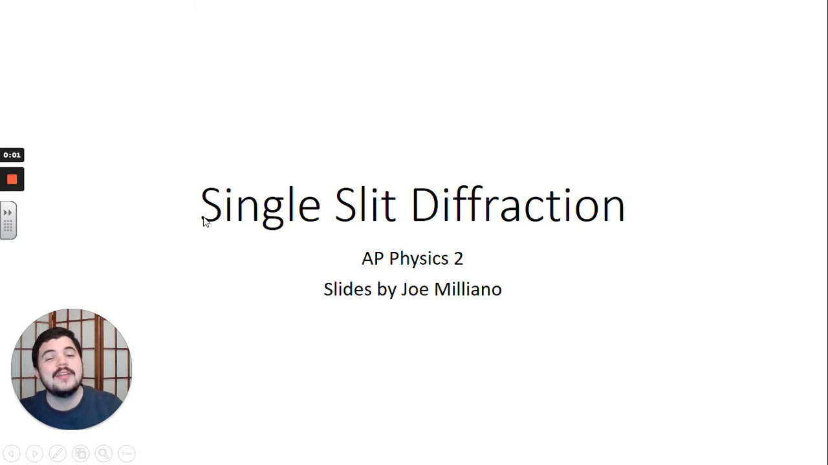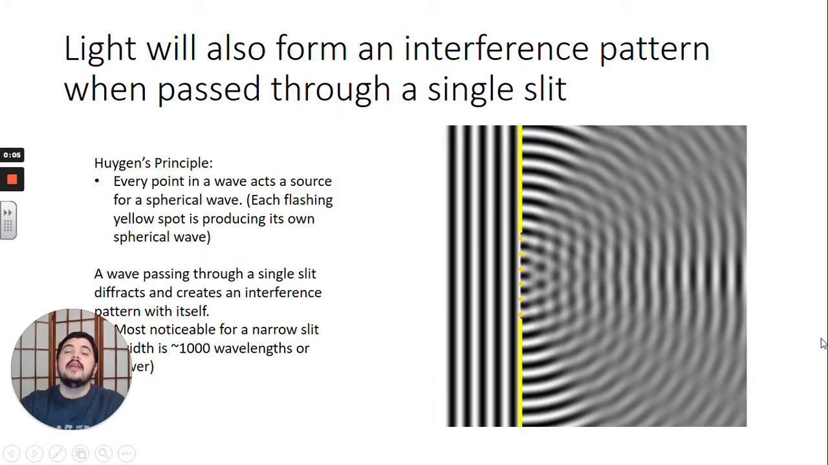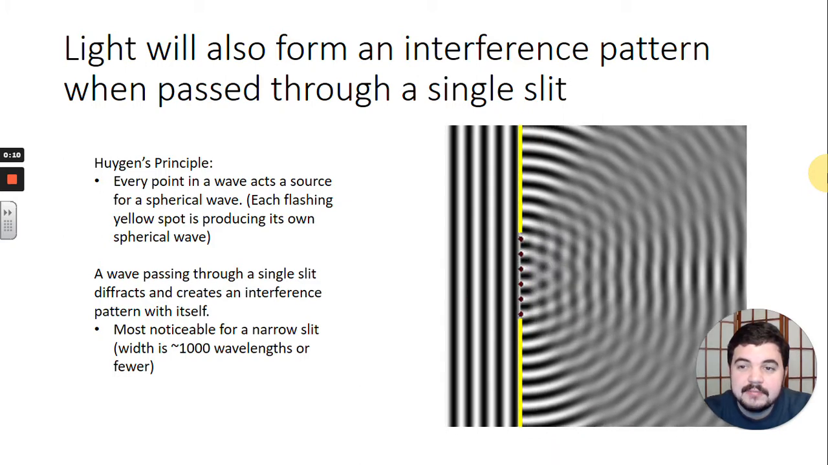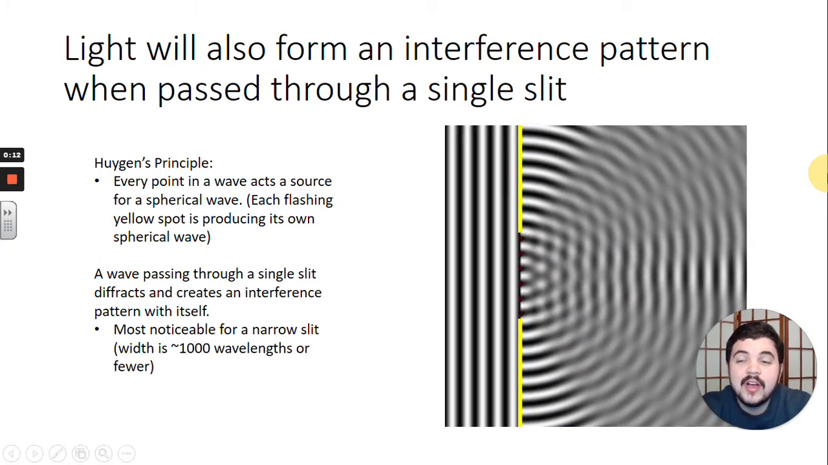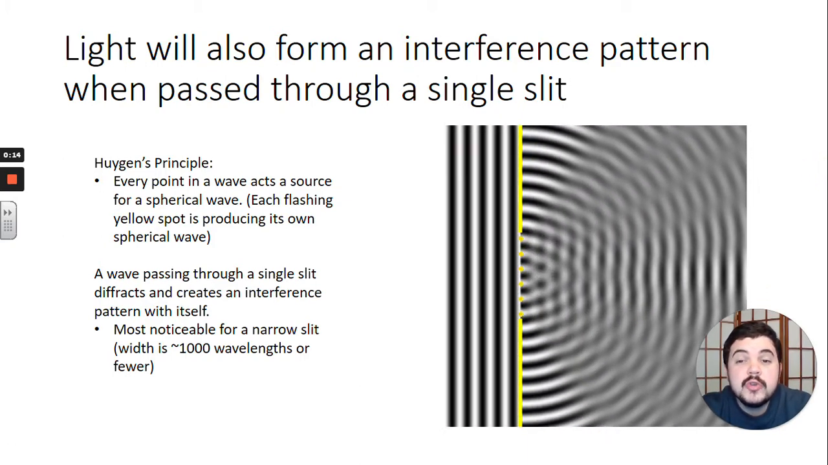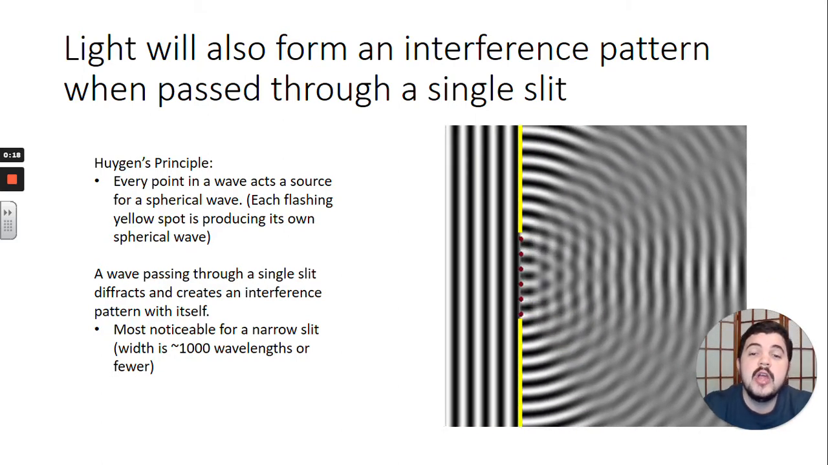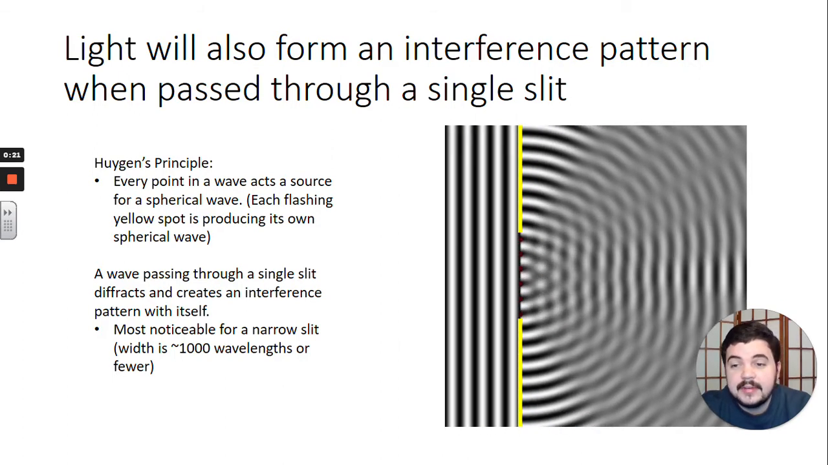Let's talk about single slit diffraction now. Huygens' principle will be our guiding principle with single slit diffraction. We saw that light formed an interference pattern with two slits. It also turns out to be true that light will form an interference pattern when passed through a single slit.